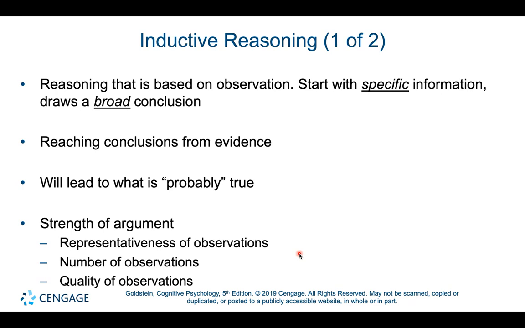Now, there are different types of reasoning that we can talk about. The first one is called inductive reasoning. Inductive reasoning is based on observations where we start with specific information and then we draw broader conclusions. So we start with specifics and we draw broad conclusions. You can think about this essentially as the scientific process, right? We gather evidence, we gather individual data points, and then we try to draw a larger conclusion from them.